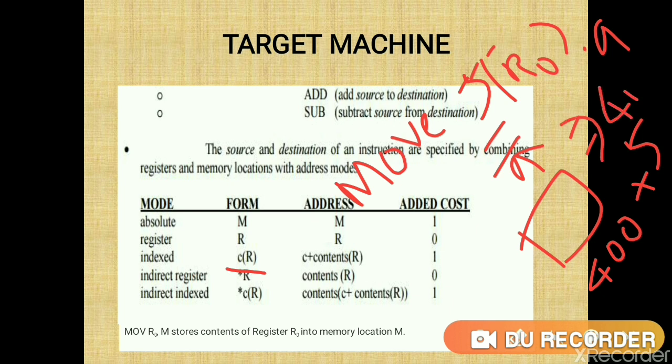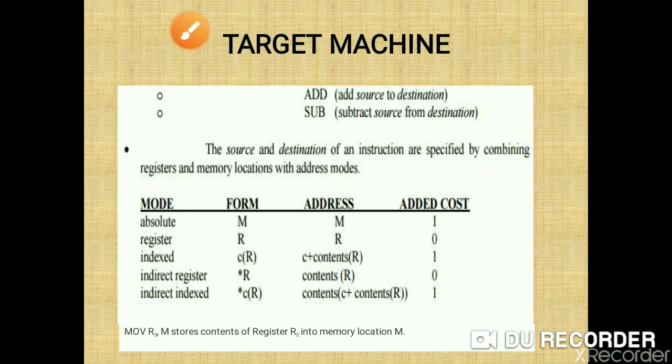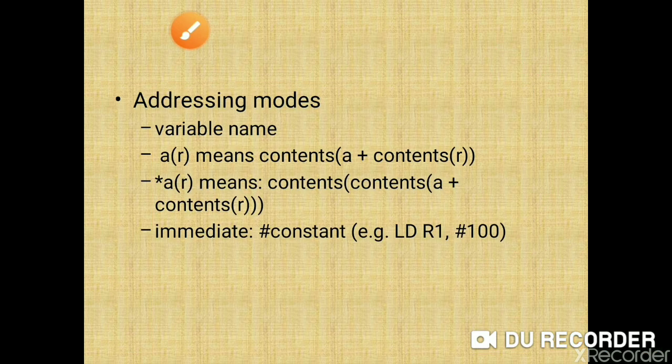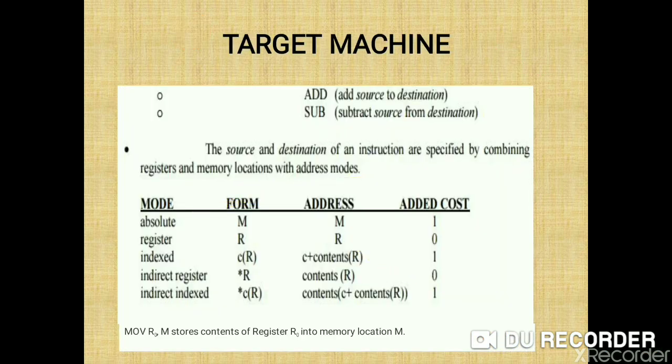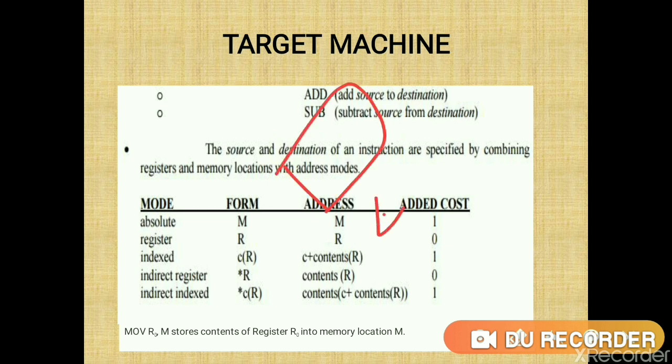So inside the location 405, which value am I stored? Say, for example, if I am storing 15, that will be assigned to A. That is the case of indexed addressing mode.